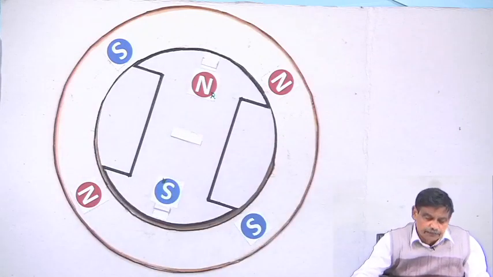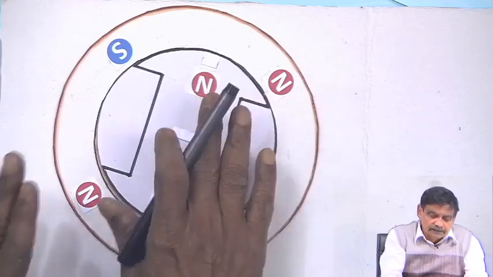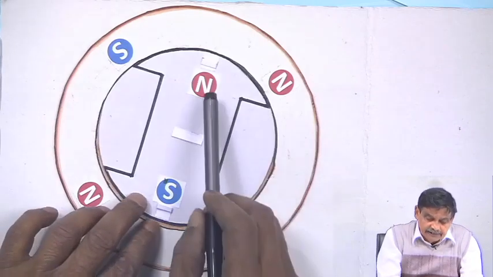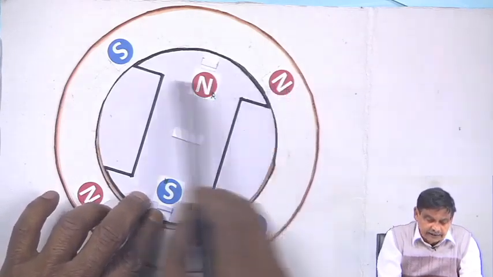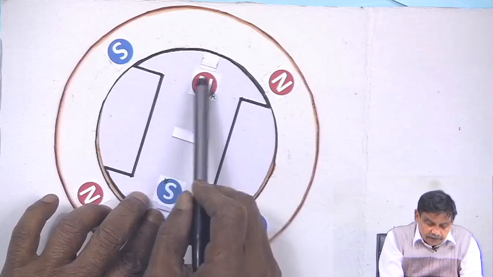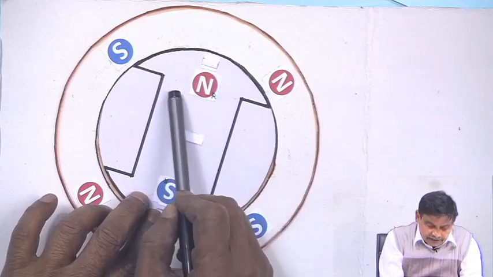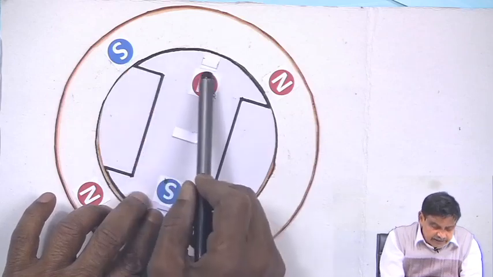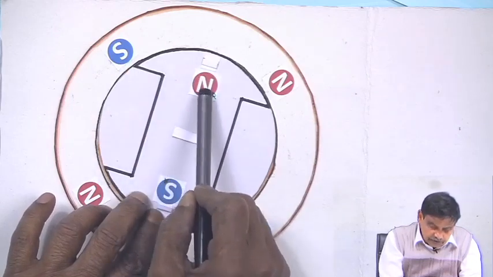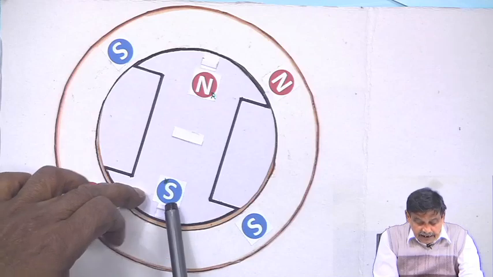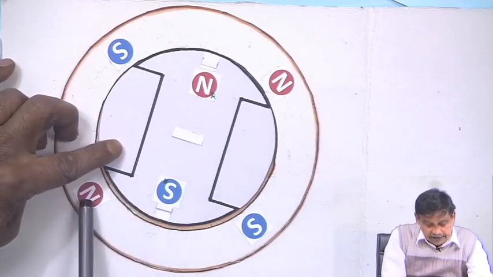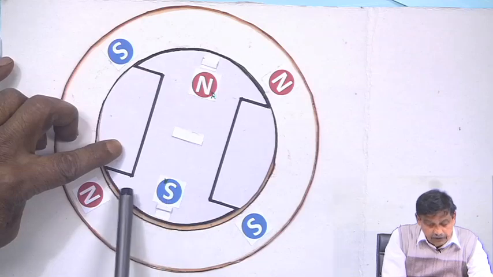Suppose the rotor is in this position now. Will the rotor experience any torque or not? See, this rotor N and this stator N will be repelled in this direction and it will be attracted by the S. So, in this direction only you get a force on this side, and here this rotor S will be repelled by this and attracted by this S. So, it will be like this.